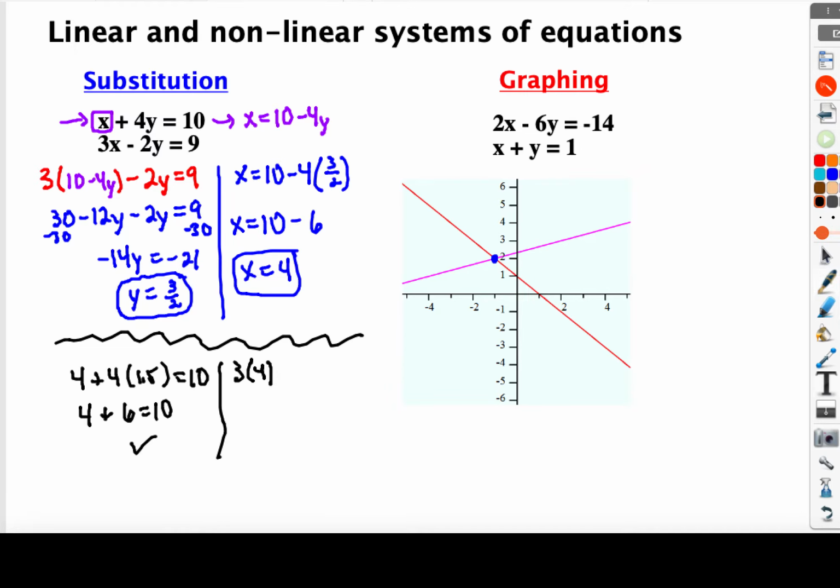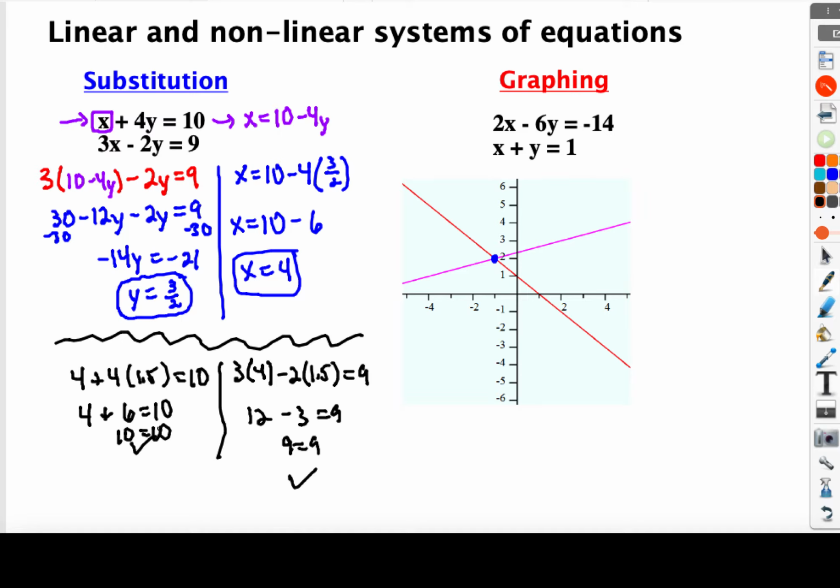3 times 4 minus 2 times 1.5. And we want to know, is that equal to 9? Well, again, 12 minus 3, and 9 equals 9. Again, also checks. We'd always want to finish our statements there. Make sure that we have no argument with the fact that 10 equals 10, 9 equals 9. We know that's the right answer.